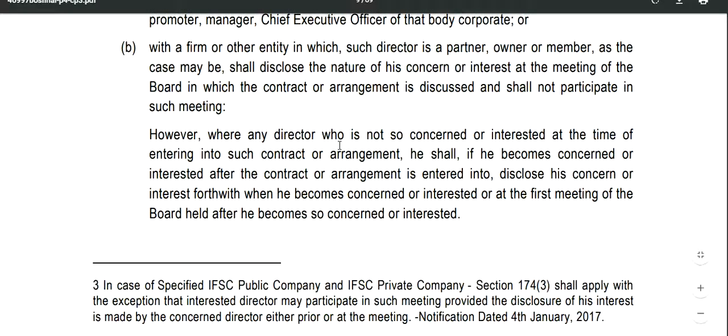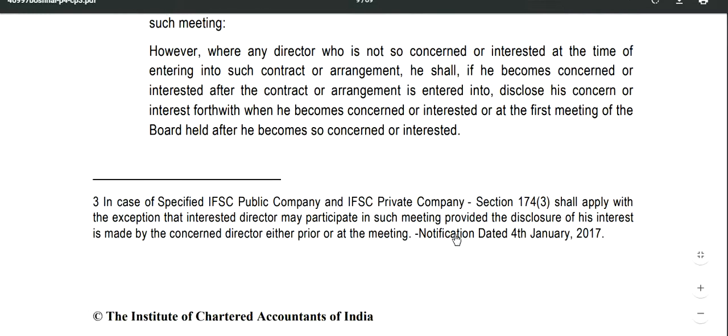However, where any director who is not so concerned or interested at the time of entering into such contract or arrangement becomes concerned or interested after the contract or arrangement is entered into, he shall disclose his concern or interest forthwith when he becomes concerned or interested, or at the first meeting of the board held after he becomes so concerned or interested.